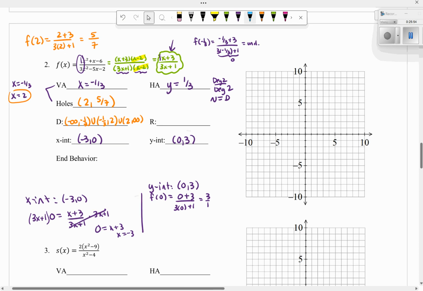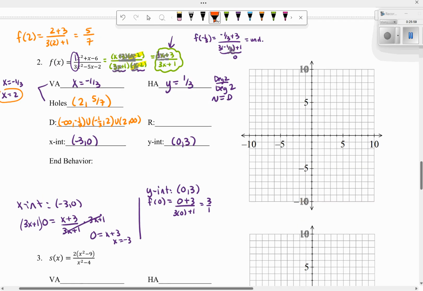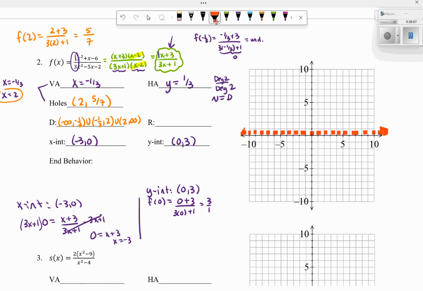All right, so let's go ahead and start to graph this. So I have my asymptote at 1/3. Hard to graph this one. And then I should use a smaller point. So then at -1/3, I have my vertical asymptote.